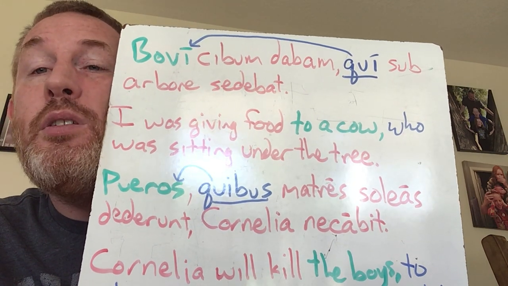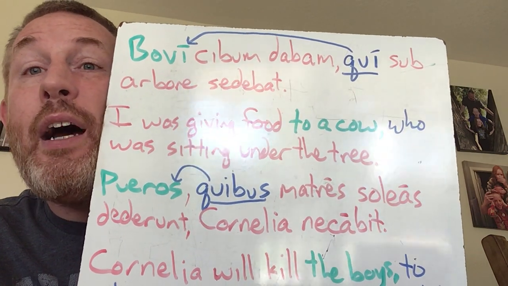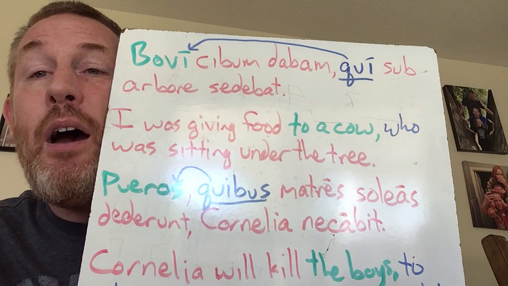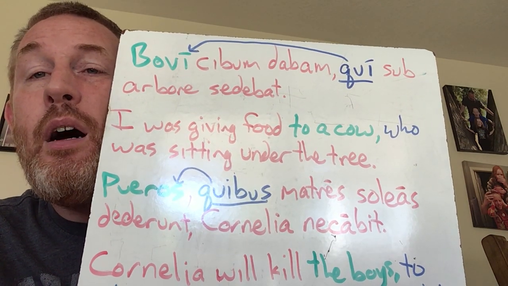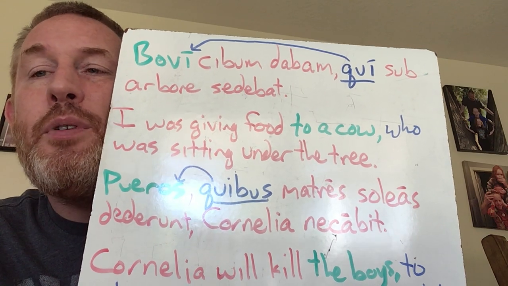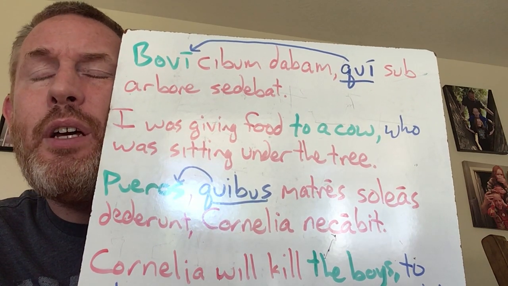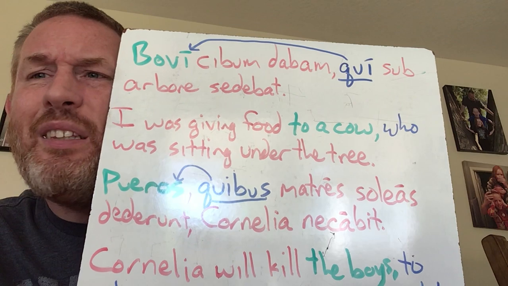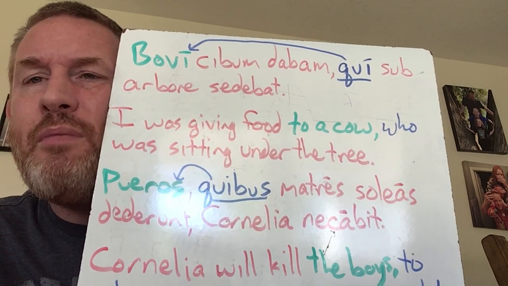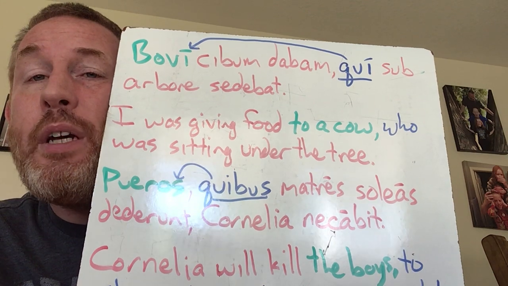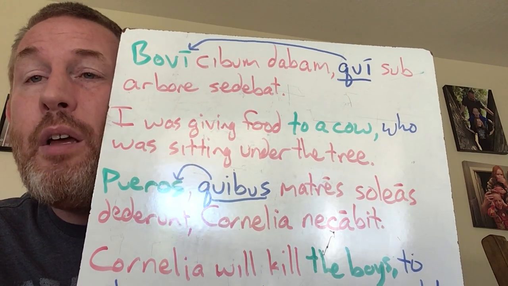Qui sub arbore sedebat is referring not to me, but to the cow who was sitting under the tree, okay? I guess it could refer to me, but I'm not in that sentence really other than in the verb. And technically that would work, but that doesn't make much sense. I, who was sitting under the tree, you know, it just... So I was giving food to a cow who was sitting under the tree.